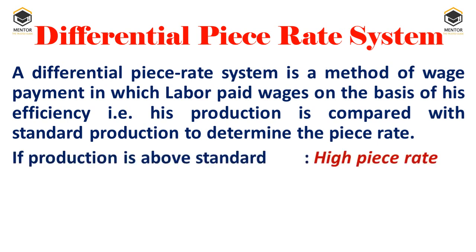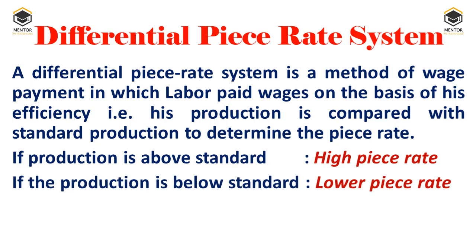That is the basic logic here. If the production is above standard, a high piece rate will be given, that is more. If the production is below standard, a lower piece rate, that is less piece rate, will be given.